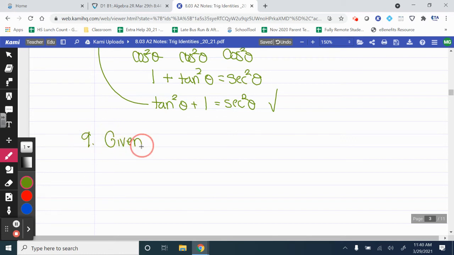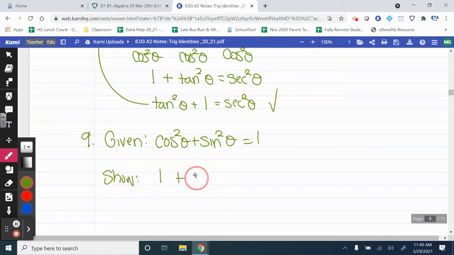Let's do one more of these. So given, again, cosine squared plus sine squared equals 1. And I want you to show that 1 plus cotangent squared is equal to cosecant squared. So this time, again, go to the end. So this is equal to 1, and this one's equal to cosecant squared. So think to yourself, how would I get a 1 to become a cosecant squared? So the exact same process we just did, except you're not going to be dividing by cosine squared this time. Pause your video and see if you can get from this given to this show equation after.